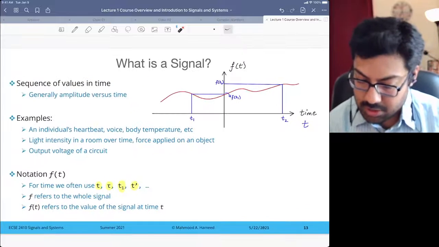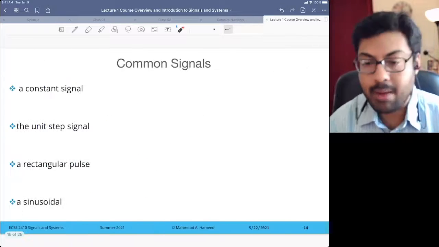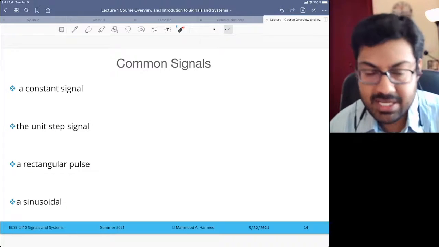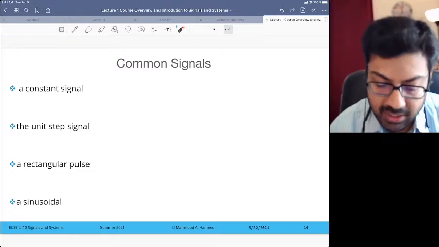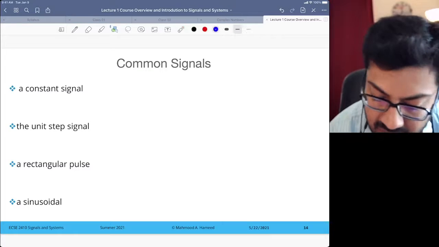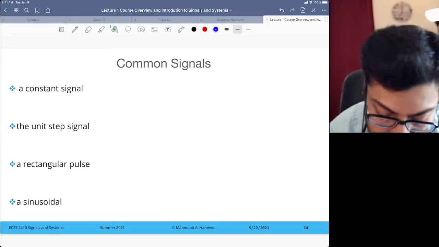All right, so that's your signal. Let me talk about some common signals. And we are going to keep adding to this list as we go through. One over here is a constant signal. Nothing fancy happening here, it's just a constant signal. So how do you represent a constant signal? Let me sketch it.